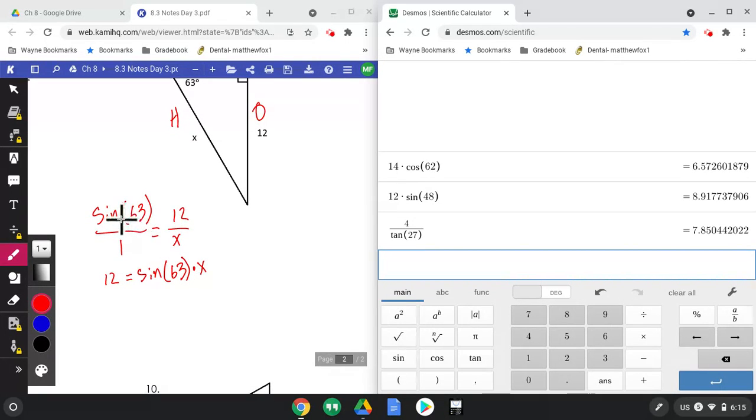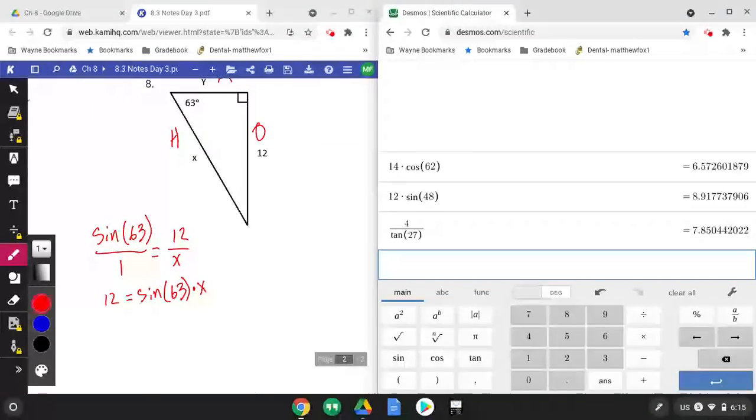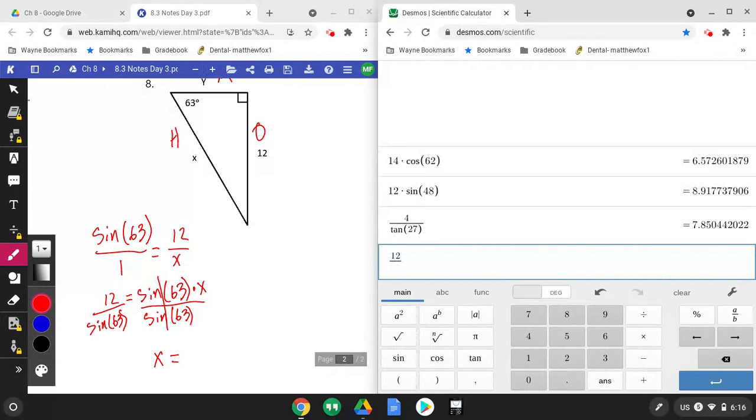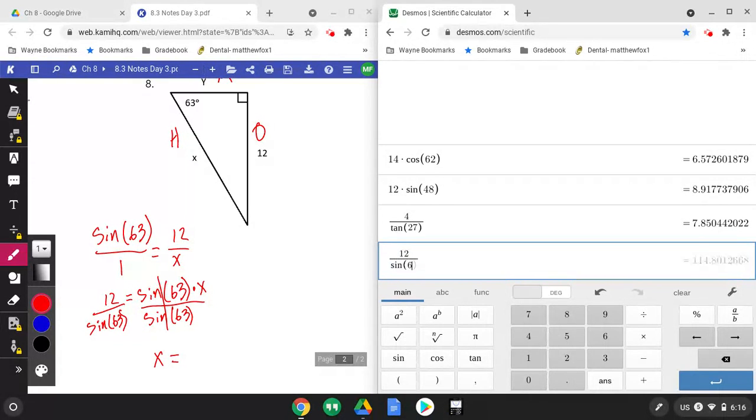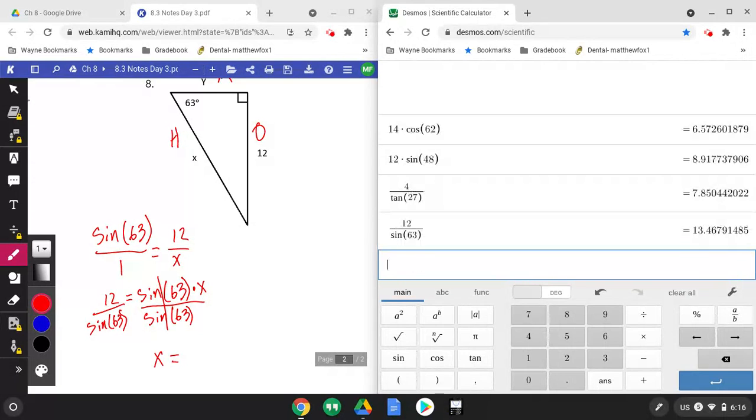Whenever you do it and the sine is on the top, the x is on the bottom, or the variable's on the bottom, that's when you have to do this dividing. It's not that difficult though. We divide by sine of 63. Okay, we do that on both sides. Now on the right side it cancels and we're left with x. To find what x equals, we just take 12 divided by sine of 63. So 12 divided by sine of 63, close your parentheses, hit enter, and there we go, 13.47 by the time we round it up.